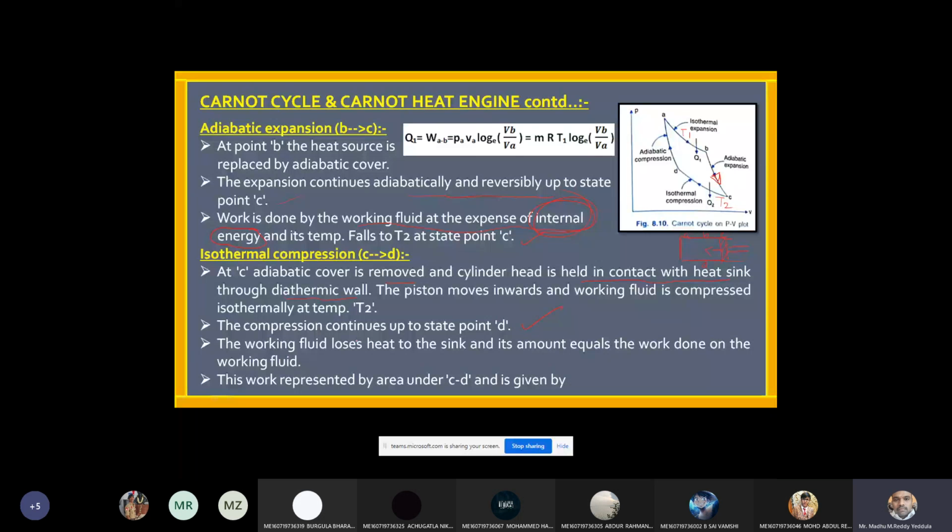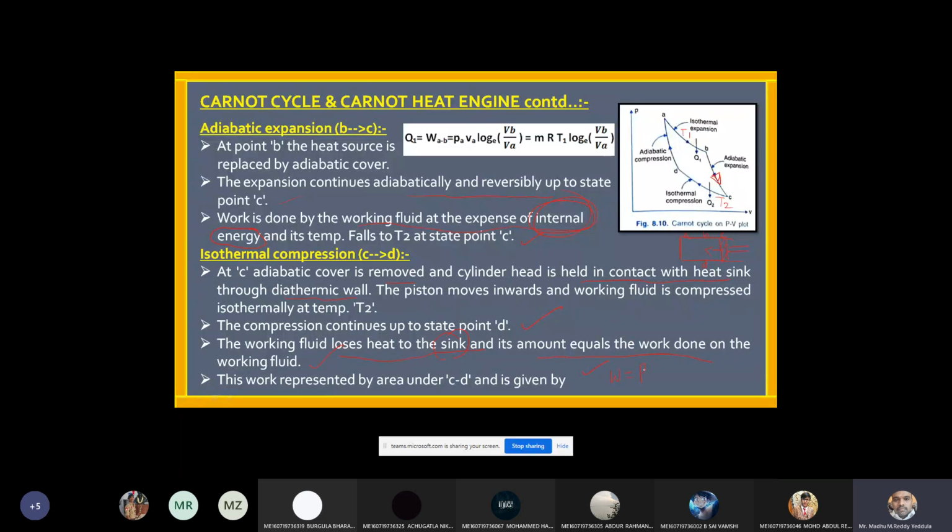During this compression process, the working fluid releases heat to the sink, and its amount is equal to the work done on the working fluid during the compression, right? So we are supplying work to the fluid, thereby the heat will be liberated. That heat will be rejected to the sink at temperature T2. Okay, right. Now this is the compression process.